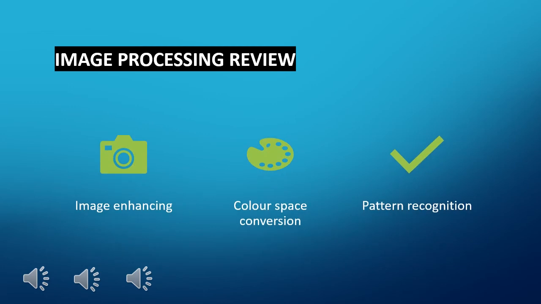For the image processing review, the first one is image enhancing. The picture will have its color enhanced before the next step. So the second one is color space conversion, in which the image will be changed to RGB color. Lastly is pattern recognition, in which the image will be classed into a certain group of pictures.